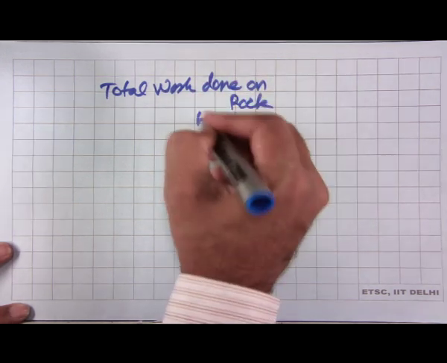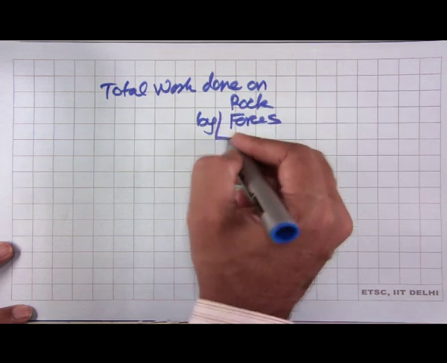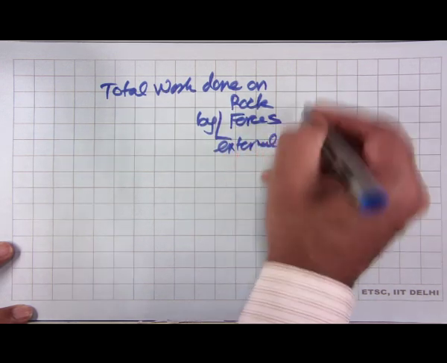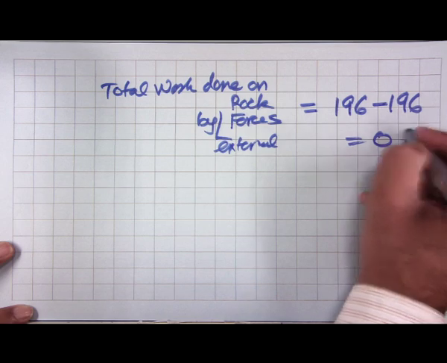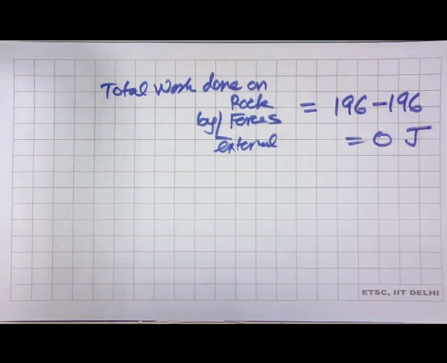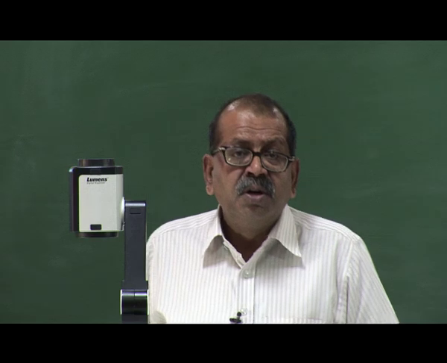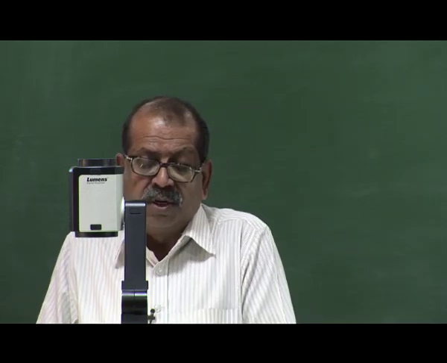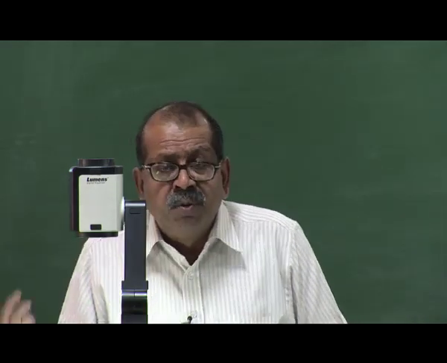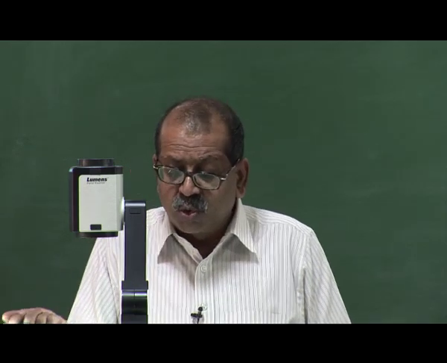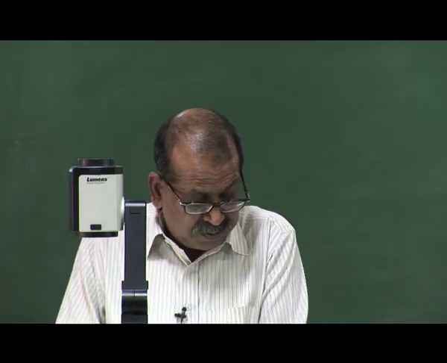So, now of course, you will realize here the total work done on the rock by the external forces will be equal to 196 minus 196, which is equal to 0 joules. And this we should have expected because the total net external force on the rock was 0. So, therefore, the work done also has to be 0. But individually there is work done by gravity, individually there is work done by the force which the student is applying, and they are of opposite sign, so they cancel out.